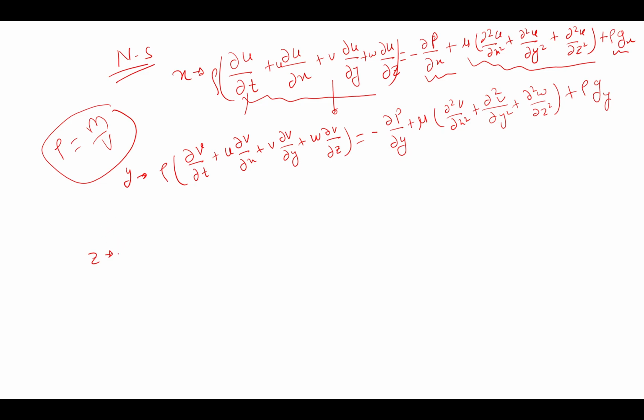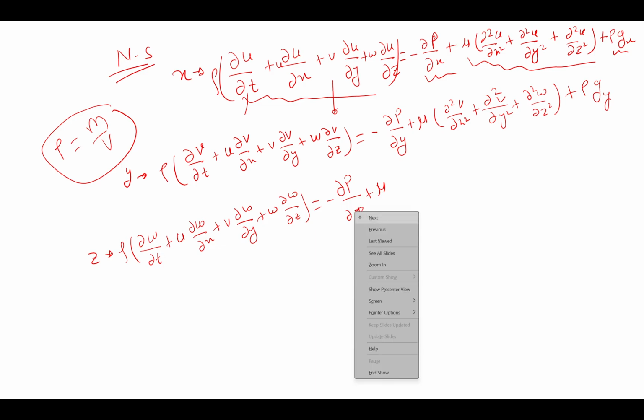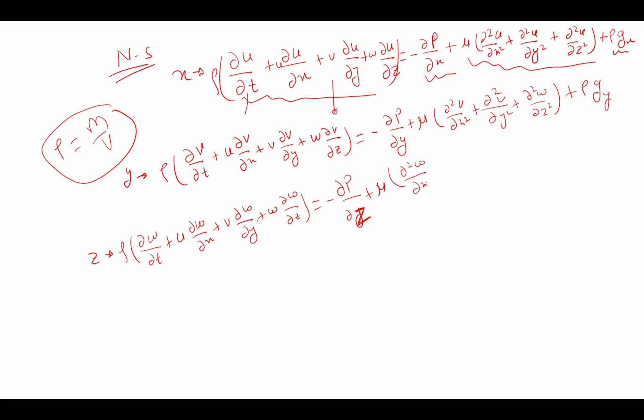You can go through video lectures to see how sir has discussed that. In the z direction, that is rho times del w by del t plus u del w by del x plus v del w by del y plus w del w by del z equal to minus del p by del z plus mu, del z here, not del y. This is del z, mu times del square w by del x square plus del square w by del y square.